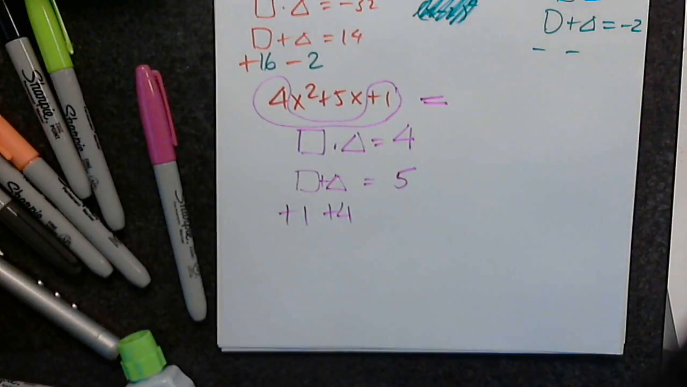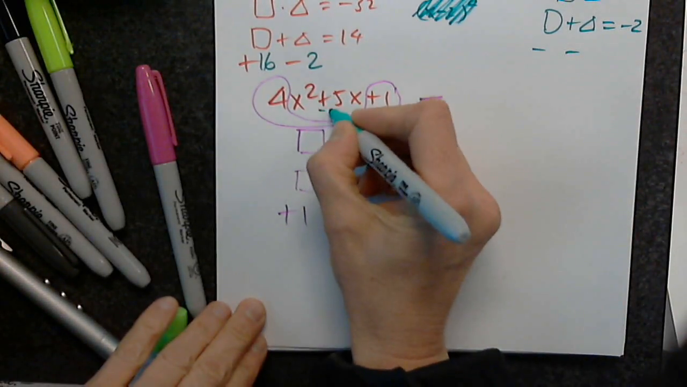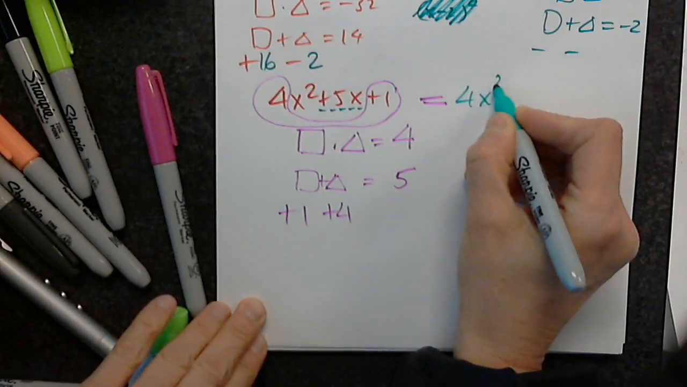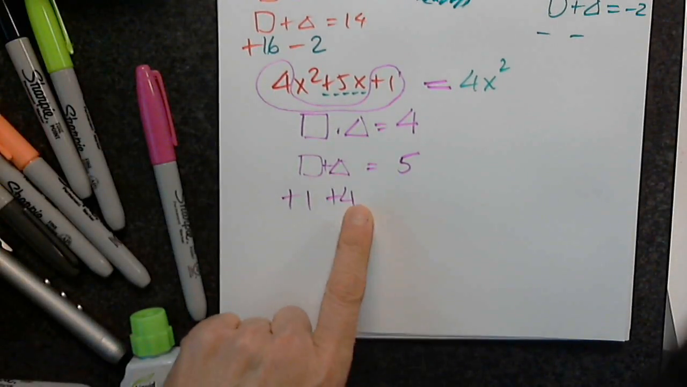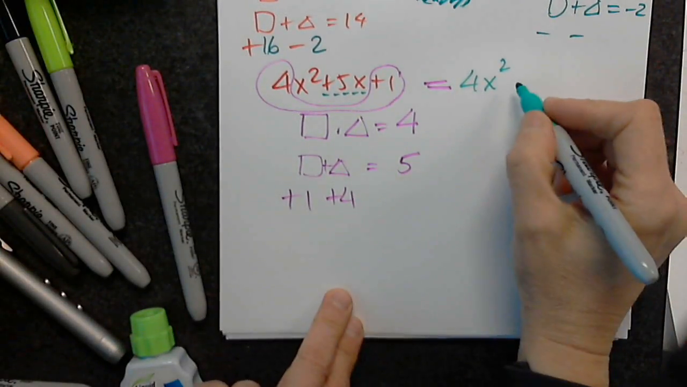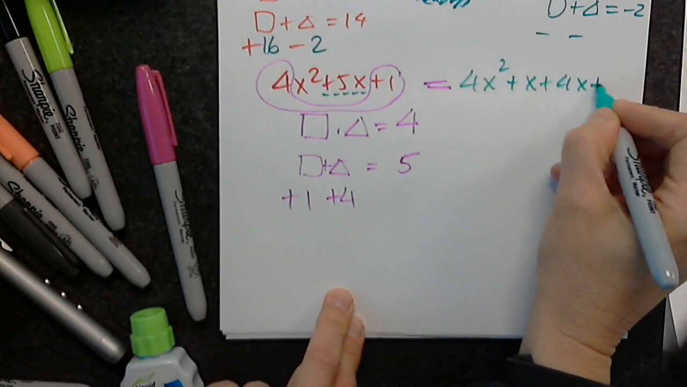At this step, I cannot write the answer. Do not get into that trap. When the leading coefficient is not 1, you have so much more work to do. You cannot write the answer yet. And the work involves replacing this term by, please dictate, x plus 4x. 4x squared plus x plus 4x plus 1.